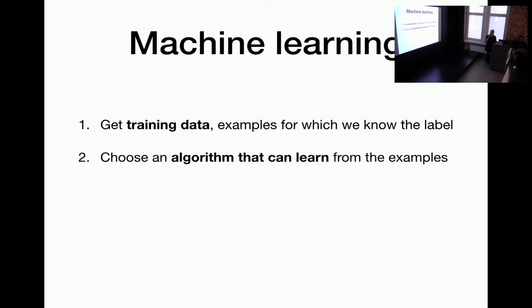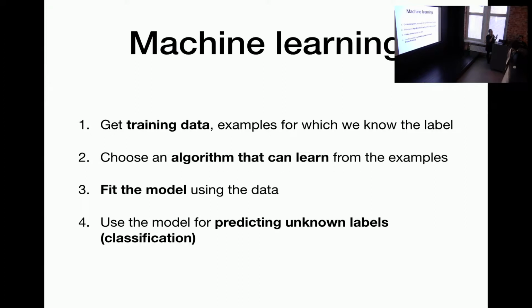And then, given the data and the basic structure of the algorithm, we somehow need to fit the model for that particular task. And when we've done that, we can then use the model to predict labels for images where we don't know the label. This is called classification officially. It's not the only possible goal of a machine learning system, but it's a common one. It's an easily understood one, so that's why I chose it as an example here.